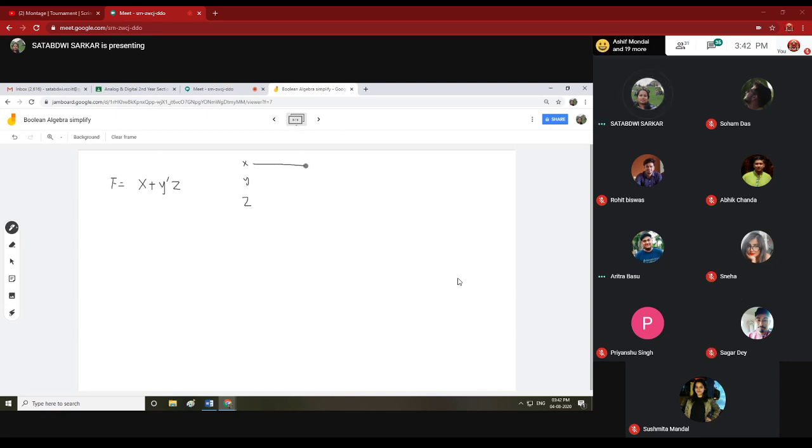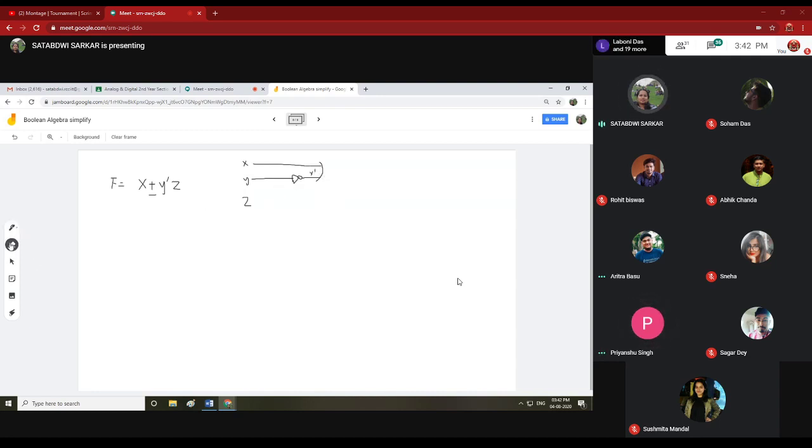So we can see here that an OR gate is used. So x and this is y, but this is y bar. So we have to complement this y input using the NOT gate. So this is the y bar. We get y bar. Now we have to use the OR gate.